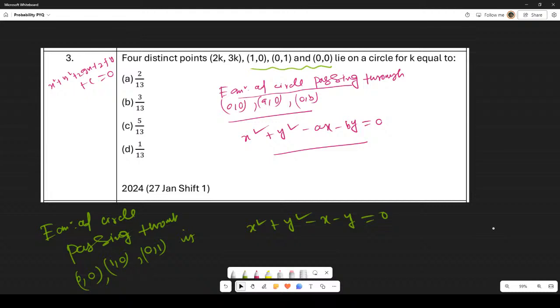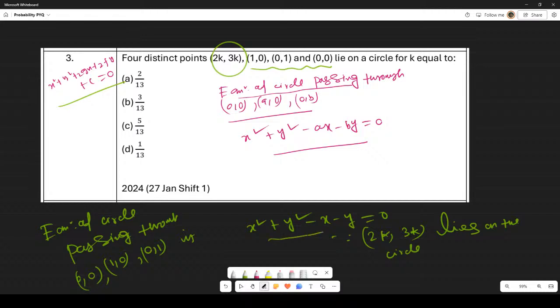How to get this equation? Take the standard equation of circle, make it pass through these 3 points, get G, F and C, and you will get the equation. But in MCQ writing, you will not do that step. You will skip it. Remember the result and apply. Now the fourth point is what? 2k comma 3k. Since 2k comma 3k lies on the circle, what will happen? Do it yourself.